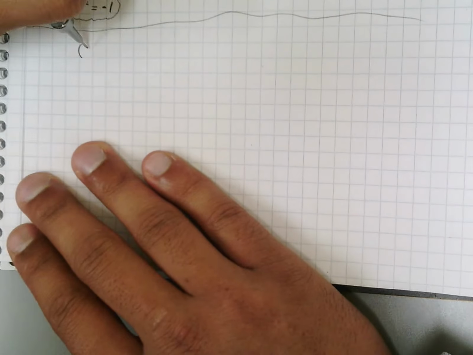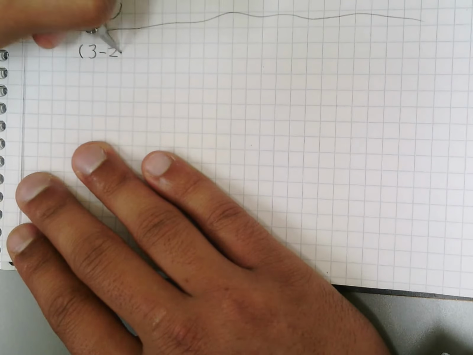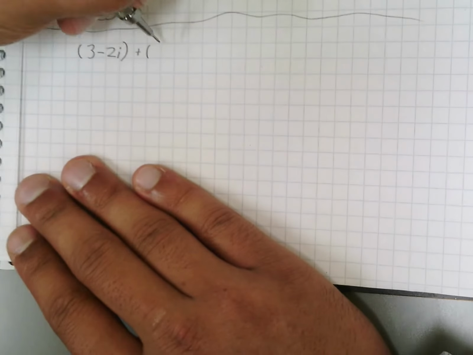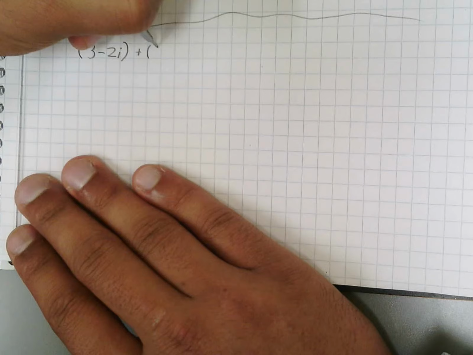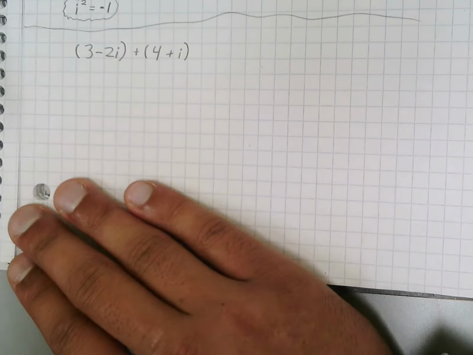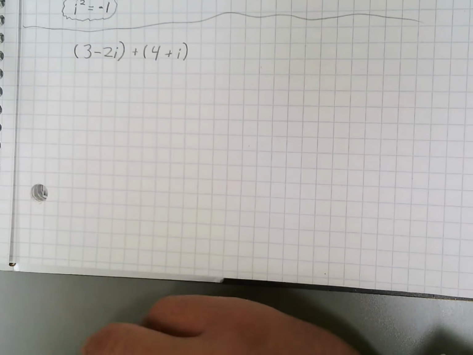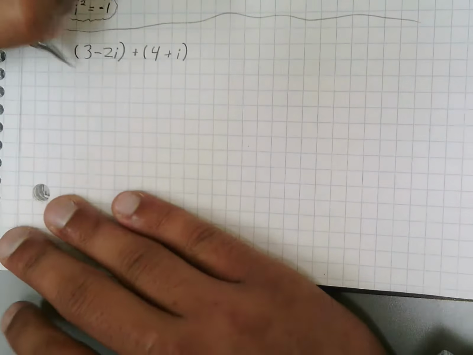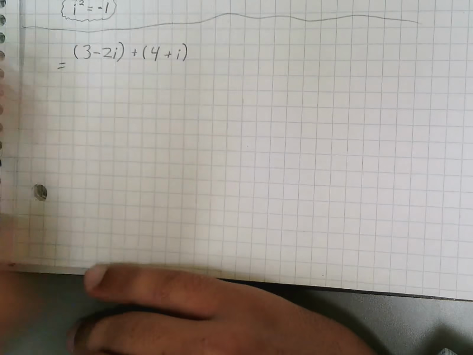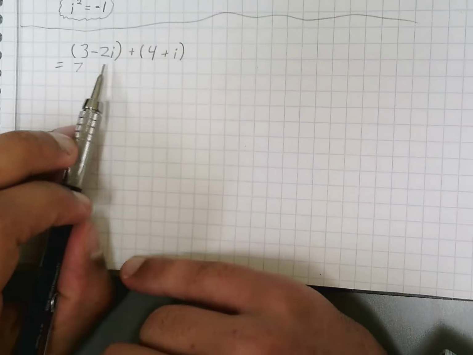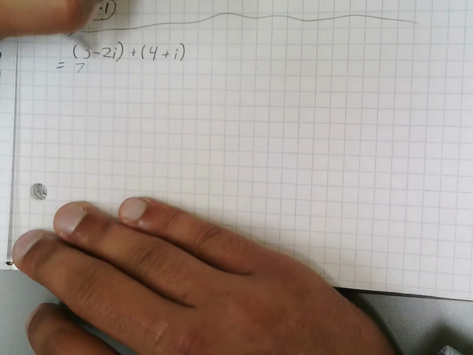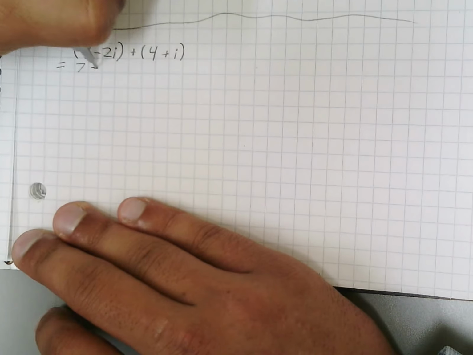So say we have like 3 minus 2i and another complex number, let's do 4 plus i. We can add these two complex numbers together, and it's quite simple. All we do is we combine like components. So I take my real components, 3 and 4, and add those together. And then I take my imaginary components, negative 2i and 1i, and add those together. Negative 2 plus 1 is negative 1, so that's negative i.